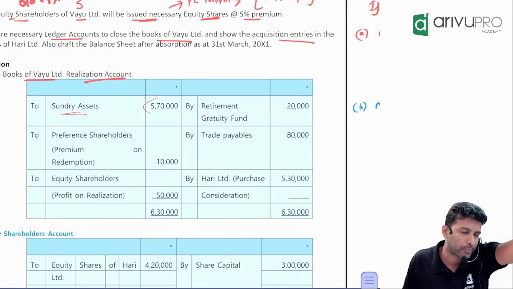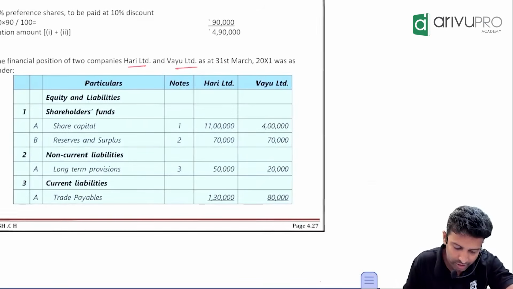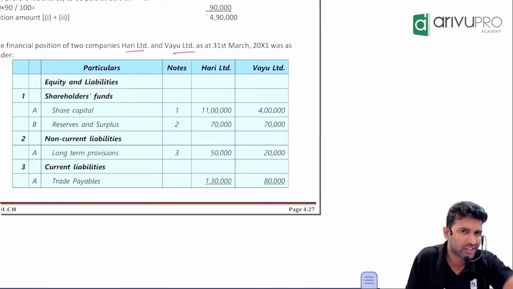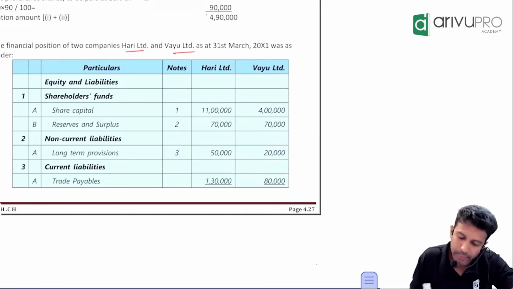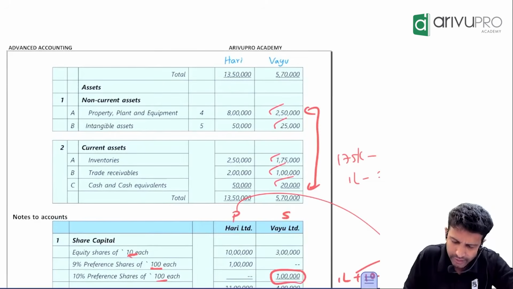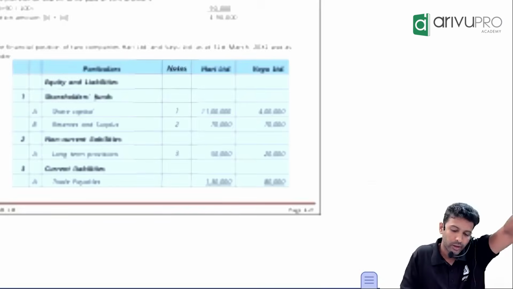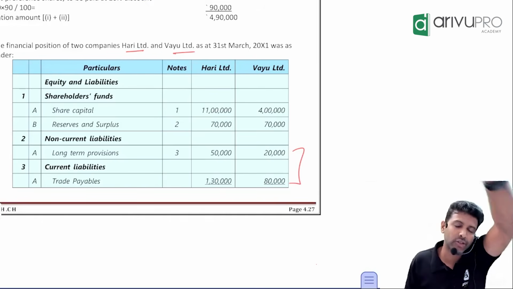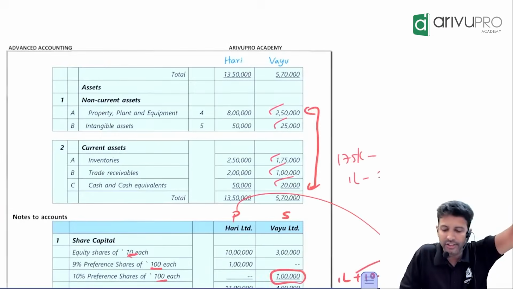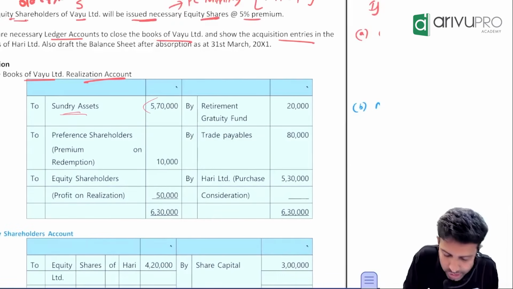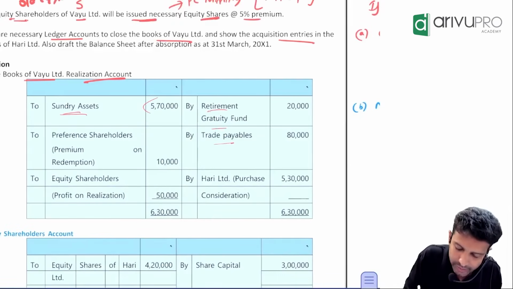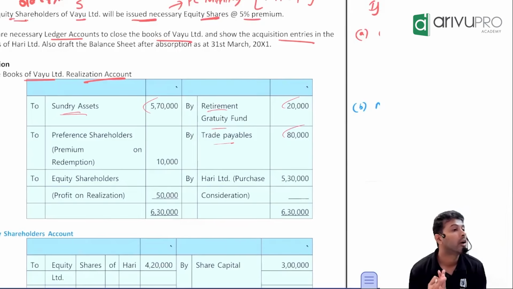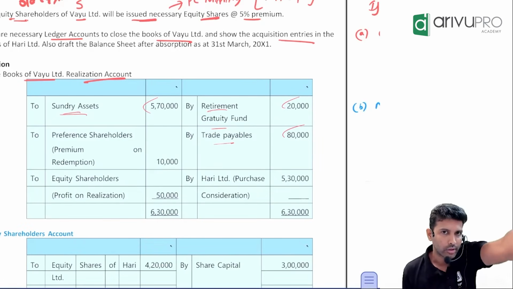Next step. Close all the liabilities. Come back to the question's balance sheet. What liabilities do we have? We have long-term provision, which is your gratuity liability, and trade payable. These two. How much is that? I don't know if they've combined it or shown it separately. Entry you tell me. Both these liabilities have credit balance. To cancel, debit. So liability account debit to realization. When you post this in realization, you will post it as by liability. They've shown it separately: retirement 20, trade payable 80. Done. Assets closed, liabilities closed.